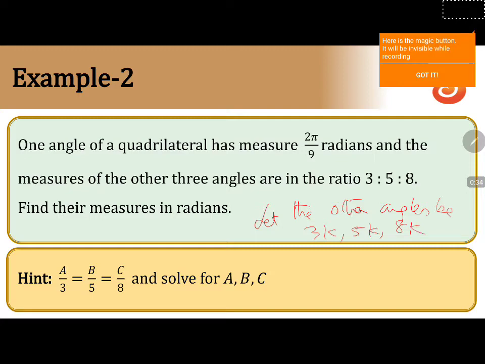We know that the sum of angles in a quadrilateral is equal to 2 pi. Therefore, 3k plus 5k plus 8k plus 2 pi by 9 is equal to 2 pi.